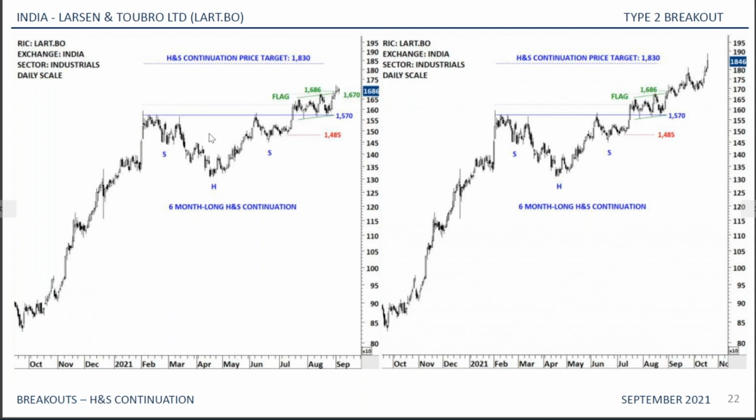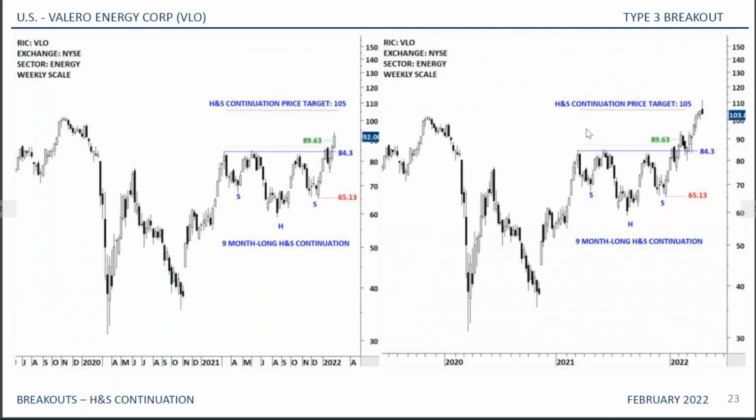So left shoulder, head, right shoulder, chart pattern negation level. Breakout confirmation takes place here, pulls back, rebounds, pulls back. So the chart pattern boundary is intact. So this is type 2 breakout, and then short-term consolidation completes on the upside and price reaches the price target. So this is a type 2 breakout. We look at type 3 breakout on head and shoulder continuation.